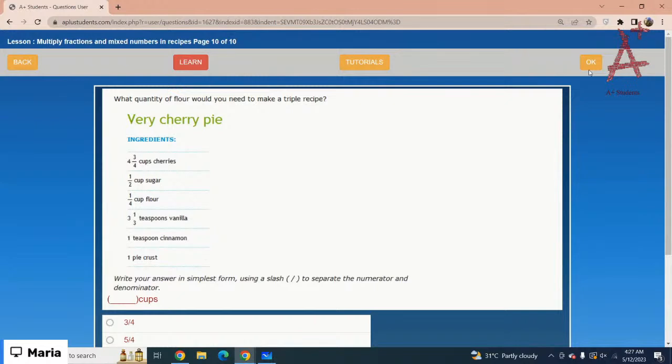What quantity of flour would you need to make a triple recipe? You need 1/4 cup flour. You have to do the triple recipe. You need to multiply it by the 3. It would be 3 over 4. The correct option is 3 over 4.